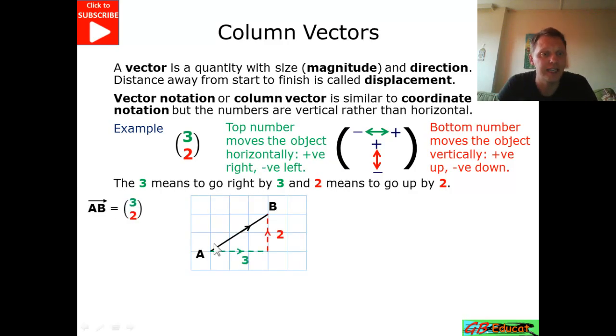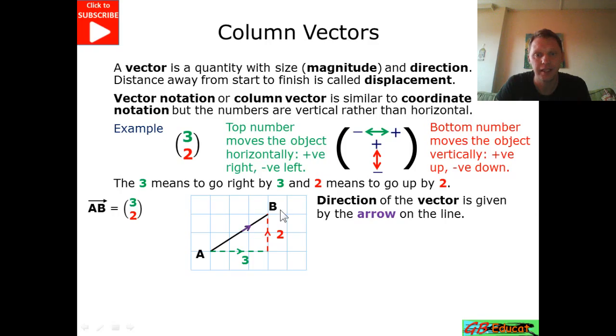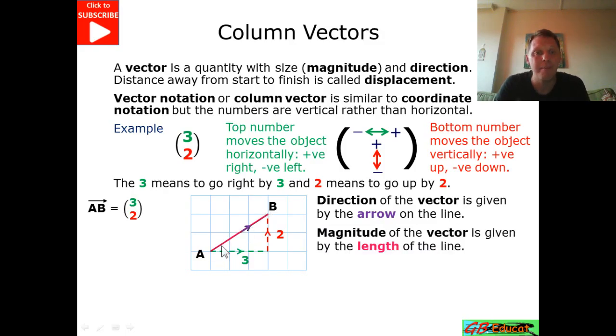As a visual for this, here I've got AB, where I'm moving in the direction of AB, where 3 is telling me to go to the right by 3, and then go up by 2. That's taking me from A to B. So the direction of the line is given by this arrow just here. So I'm moving from A to B. And the magnitude is the length of the line.